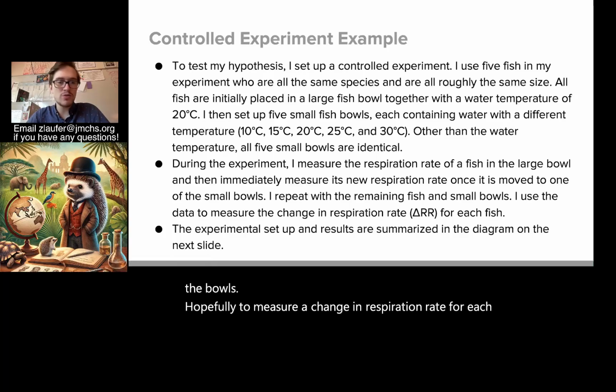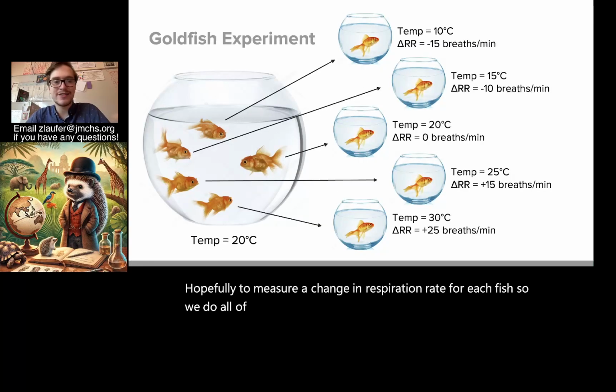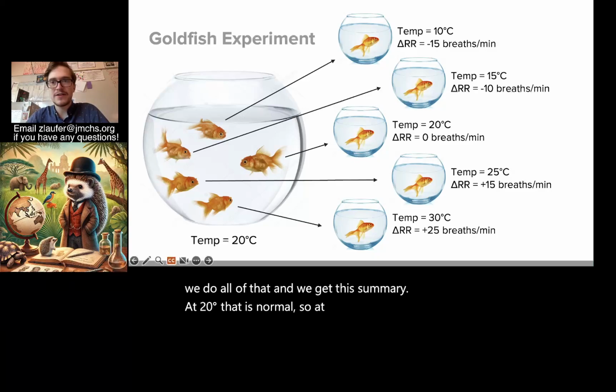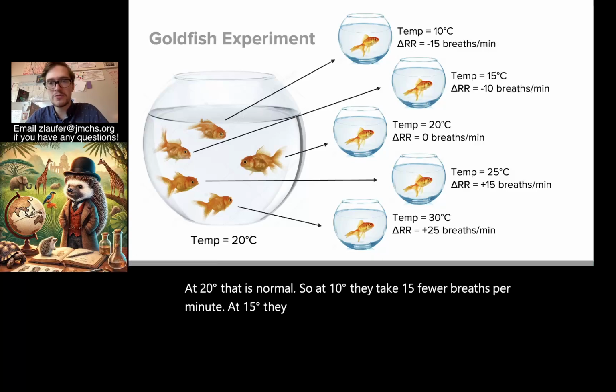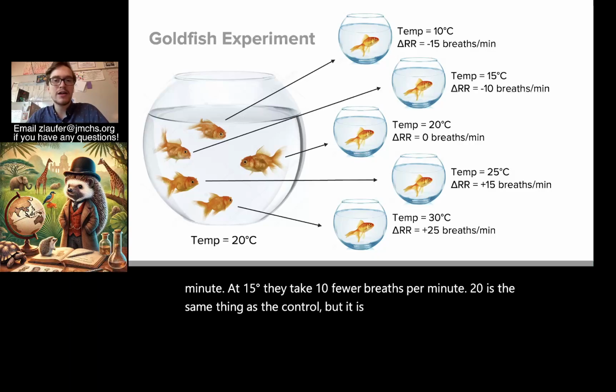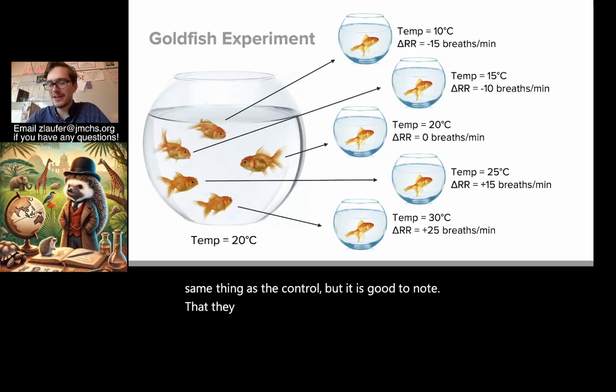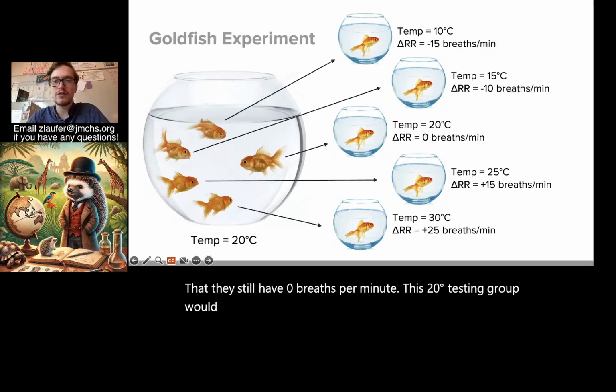So we do all of that and we get this summary. At 20 degrees, that is normal. At 10 degrees, they take 15 fewer breaths per minute. At 15 degrees, they take 10 fewer breaths per minute. 20 is the same thing as the control, but it is good to note that they still have 0 change in breaths per minute. This 20-degree testing group would be an example of a control group.